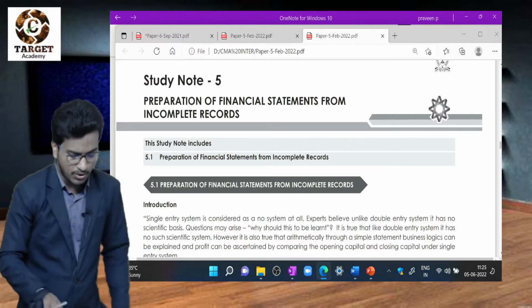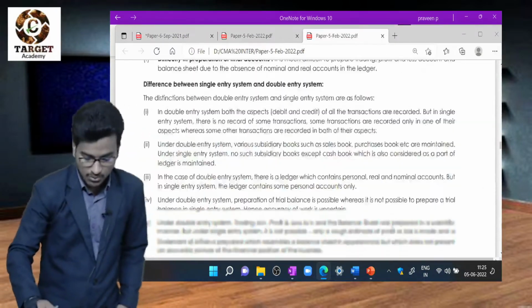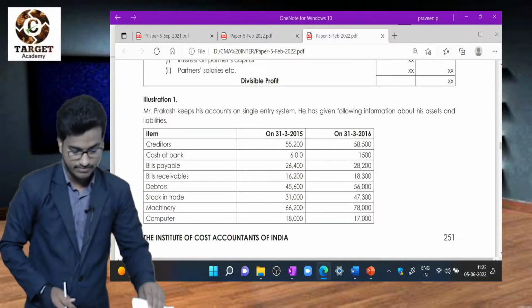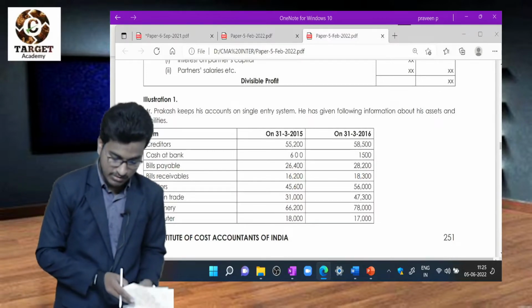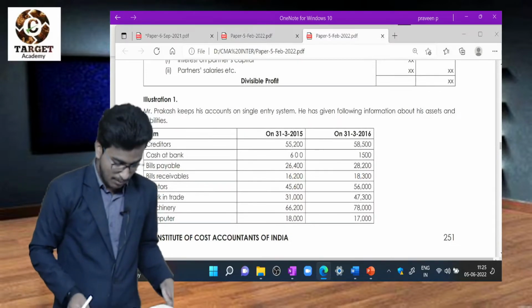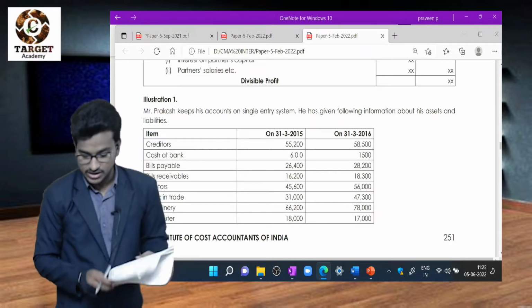Let us discuss one problem from the study material. Question number 1, that is illustration number 1. Please go through illustration number 1. Please read the question once, then let us start it.